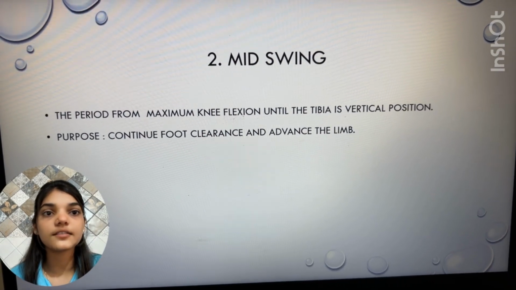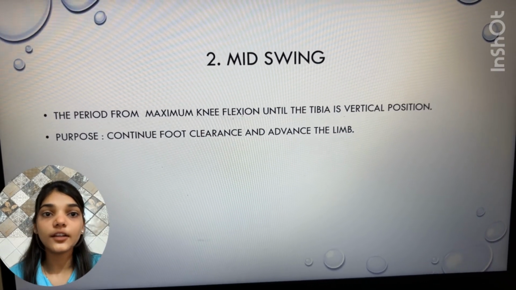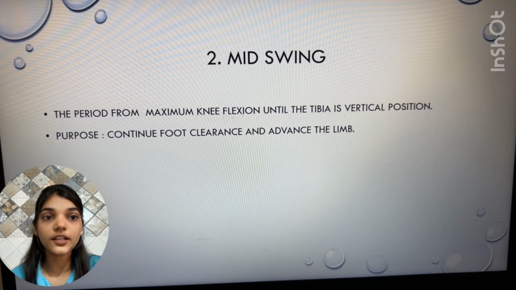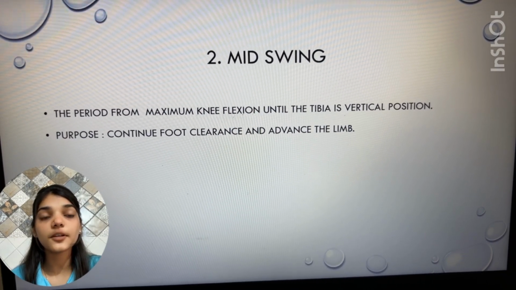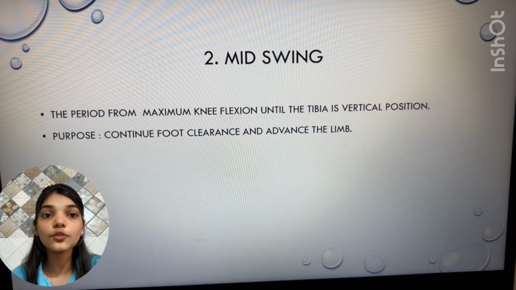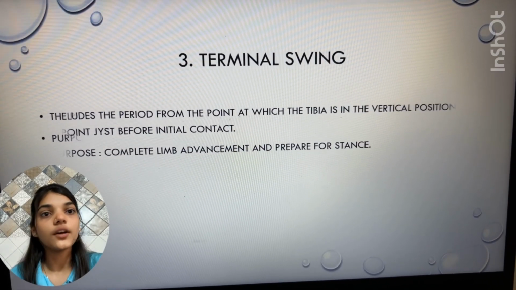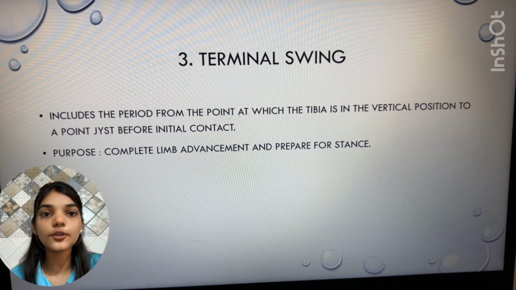Now second is mid swing, the period from maximum knee flexion until the tibia is in a vertical position. What is the purpose of mid swing? Continue foot clearance and advance the limb.